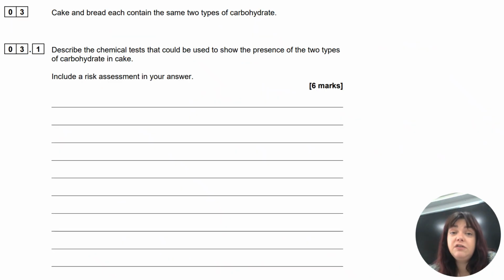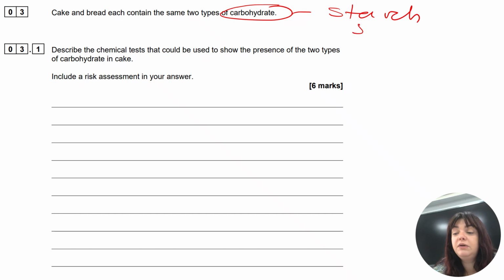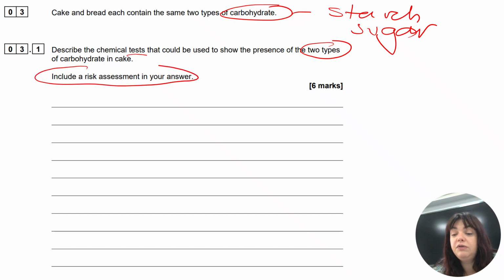Okay, so historically this question's been really poorly answered. Okay, so cake and bread each contain the same 2 types of carbohydrate. So there's 2 there. So first off, we need to identify that it's starch and sugar that we're talking about. Then we need to describe the 2 tests, and then include a risk assessment. If you have not included a risk assessment, then the maximum mark you can get is a 4. Okay, so again, like we were talking about before, if you don't include things that the examiners asked you, you're being silly, you are just throwing marks away.